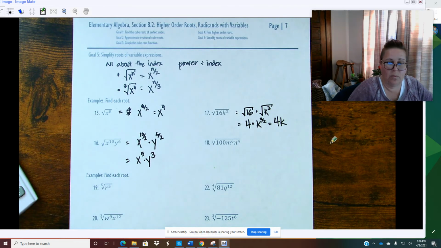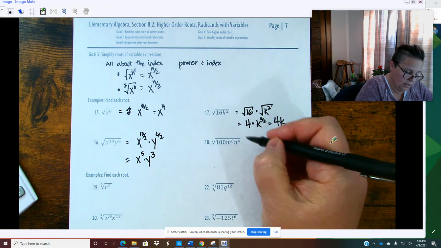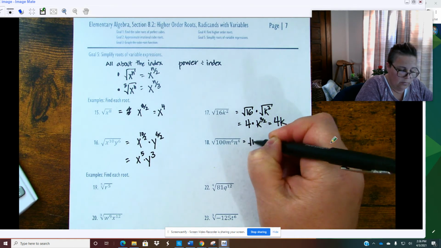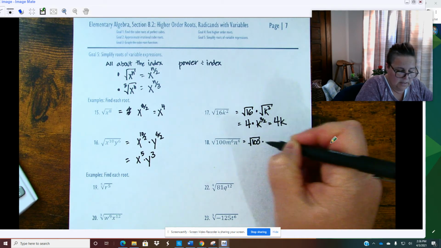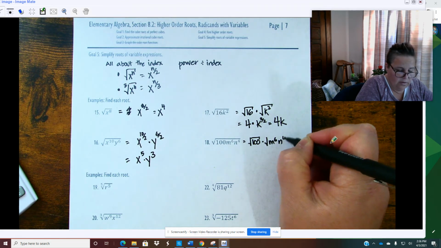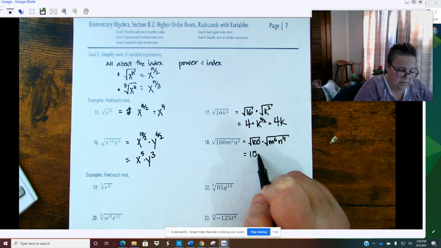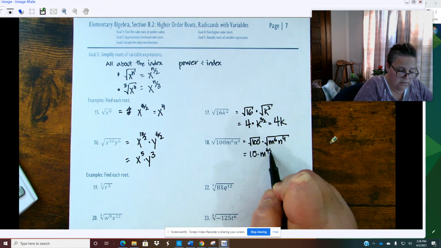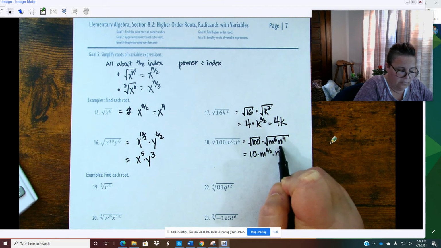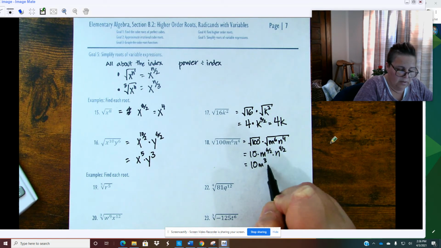All right, what about the 100 there? I've got a 100, m to the 6th, n to the 4th. This is going to be the square root of 100 times the square root of m to the 6th, n to the 4th. So this will be 10 times m to the 6 over 2 times n to the 4 over 2, or 10 m to the 3rd n squared.